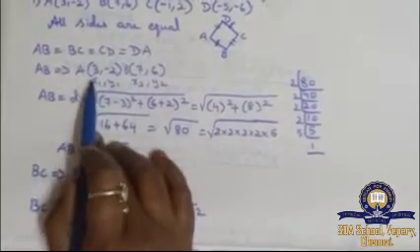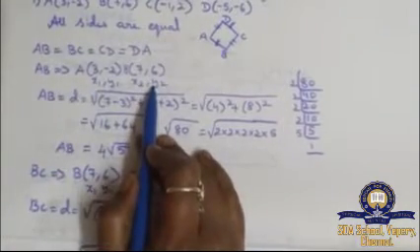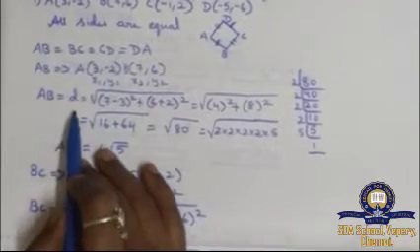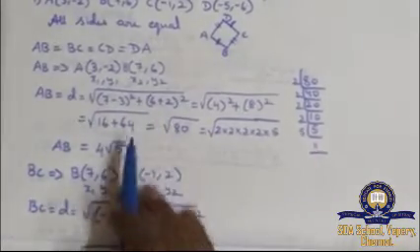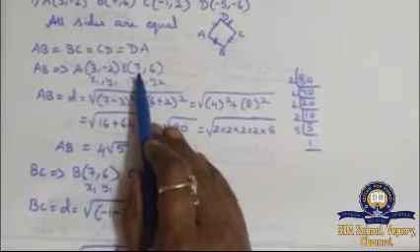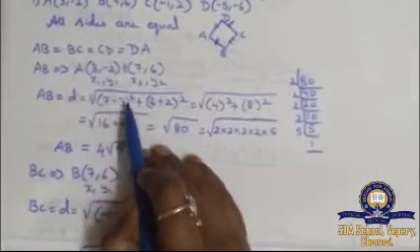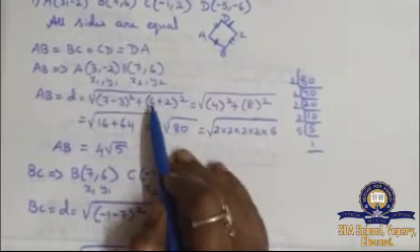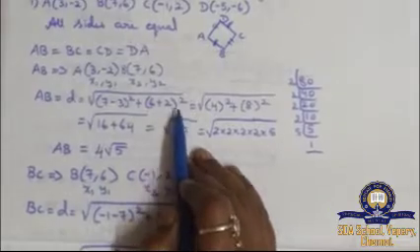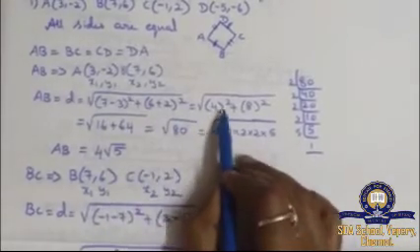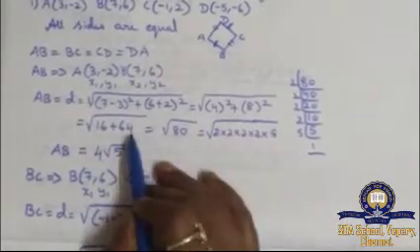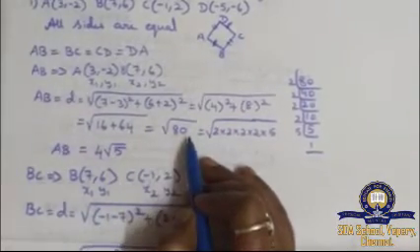So AB, A value is 3 comma minus 2, B value is 7 comma 6, x1 comma y1, x2 comma y2. AB is equal to the distance formula. I didn't write the formula because you all know the formula, I think. x2 is 7 minus x1 is 3 the whole square, plus y2 is 6 minus y1 is minus 2, so plus 2 the whole square. So 7 minus 3 is 4 square, 6 plus 2 is 8 square, 4 square is 16, 8 square is 64. 16 plus 64 is root 80.